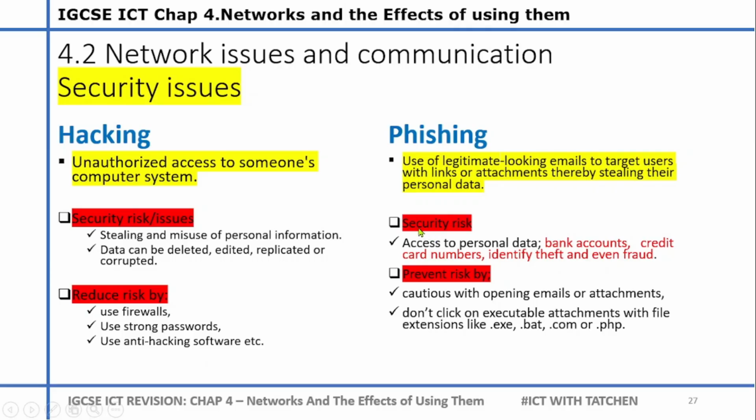Now, the risks associated with phishing are that they can access your personal data, obviously. That is why they're doing it. They can access your bank account details, your credit card numbers, your identity. Right now, identity theft is quite rampant, and they could even do some fraud. When they have your identity, they could use you to commit a crime, and you get caught for a crime you didn't commit. Now, how can you prevent these risks? You just need to be cautious with opening emails or attachments. Don't click on or execute attachments with file extensions like .exe, .bat, .com or .php. Some people create viruses like that, so you just need to be careful.